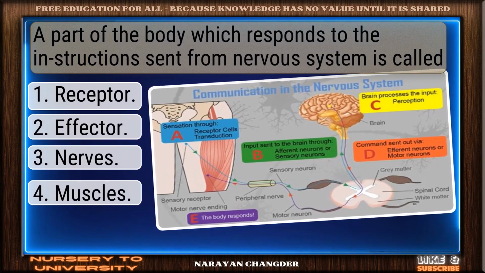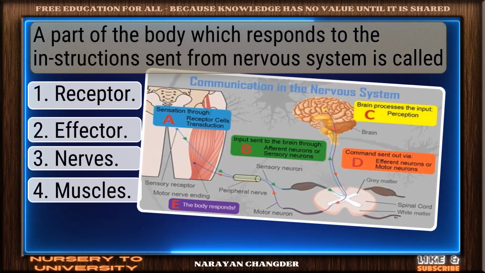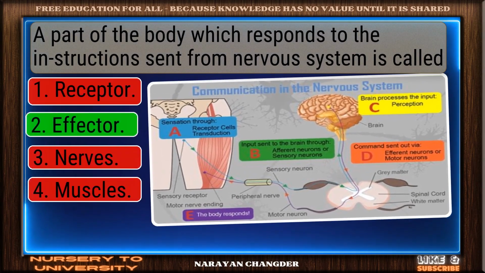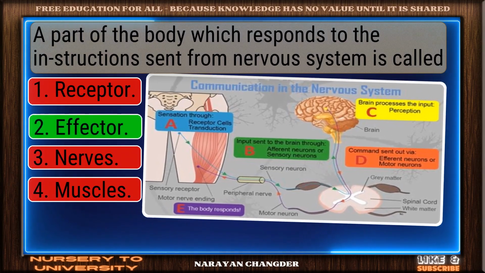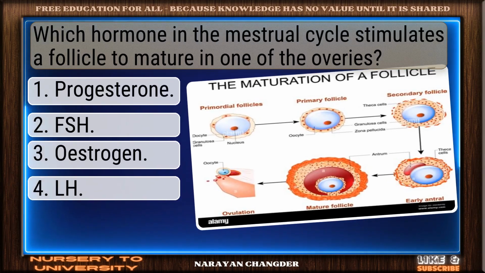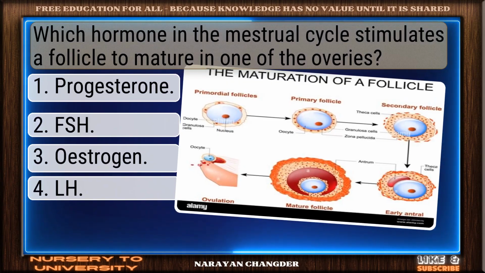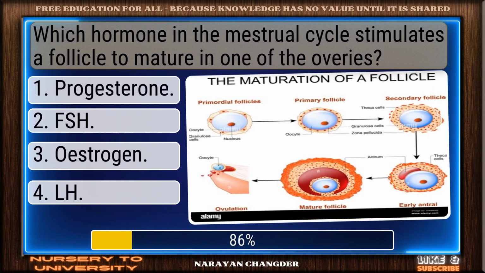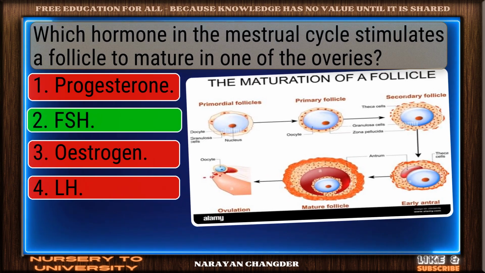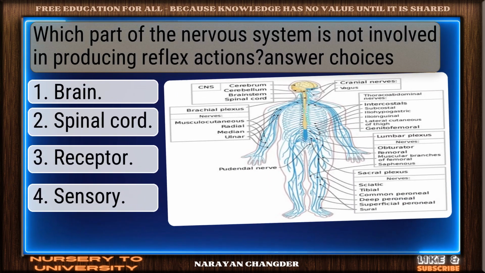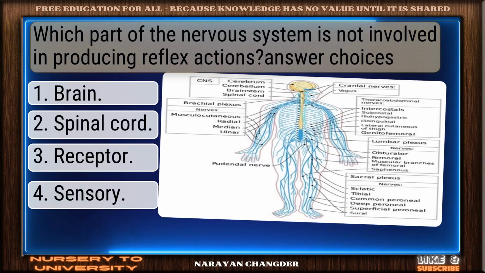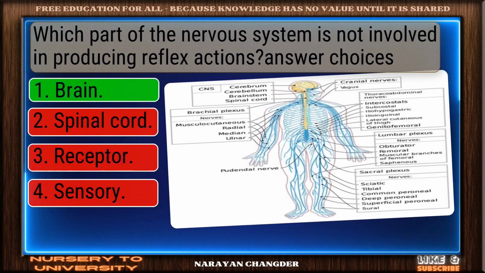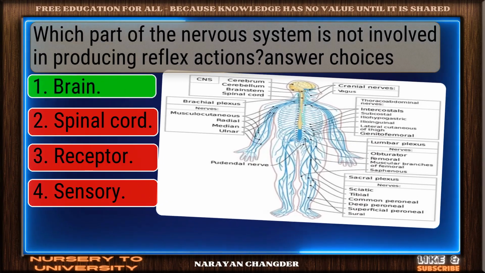A part of the body which responds to the instructions sent from nervous system is called... Solid response. Effector is valid. Which hormone in the menstrual cycle stimulates a follicle to mature in one of the ovaries? Bravo, FSH is the answer. Which part of the nervous system is not involved in producing reflex actions? Answer choices. Great thinking. Brain is right.